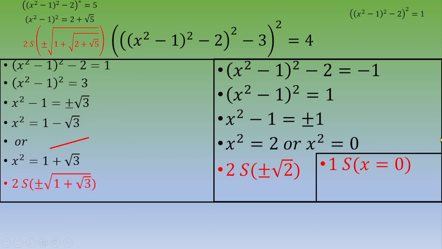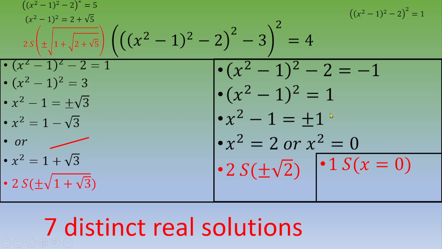So to recap, we've got 2 plus 2 plus 2 plus 1. So we end up with 7 distinct real solutions.